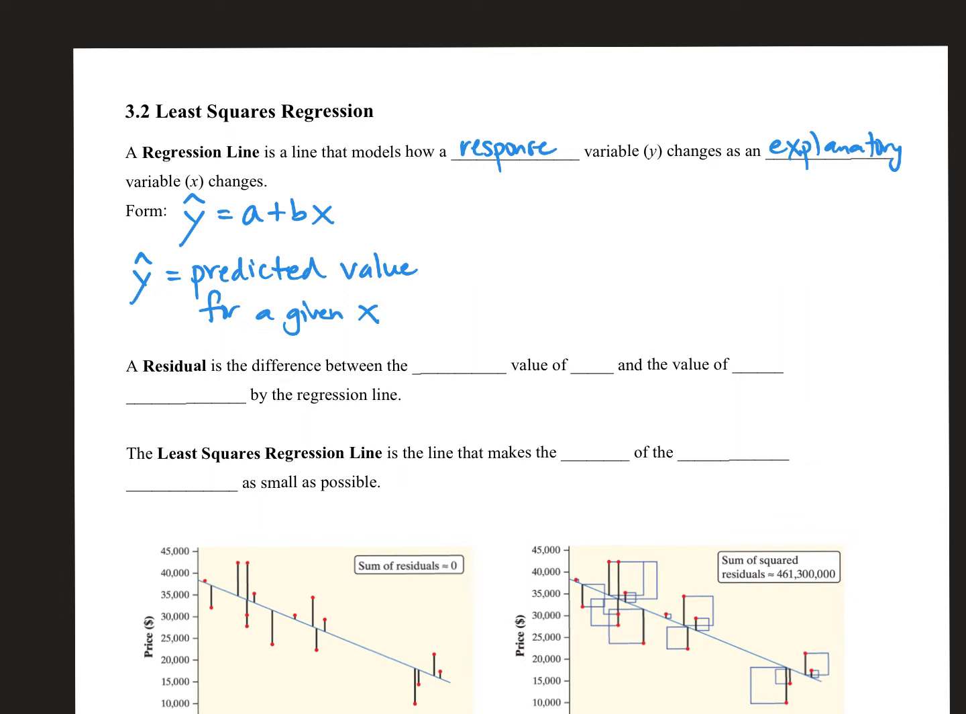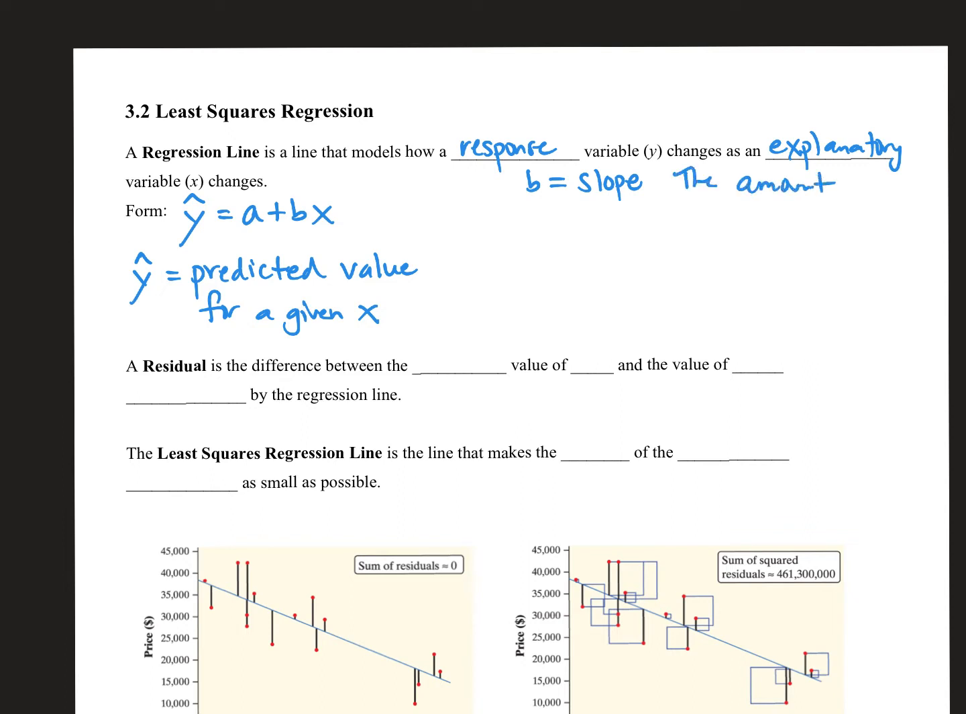Okay. And then b is the slope, of course. And the slope is going to have an interpretation that we're going to see, because you're not just going to find the slope. They're going to say, what does the slope mean in context? And so the slope is the amount.